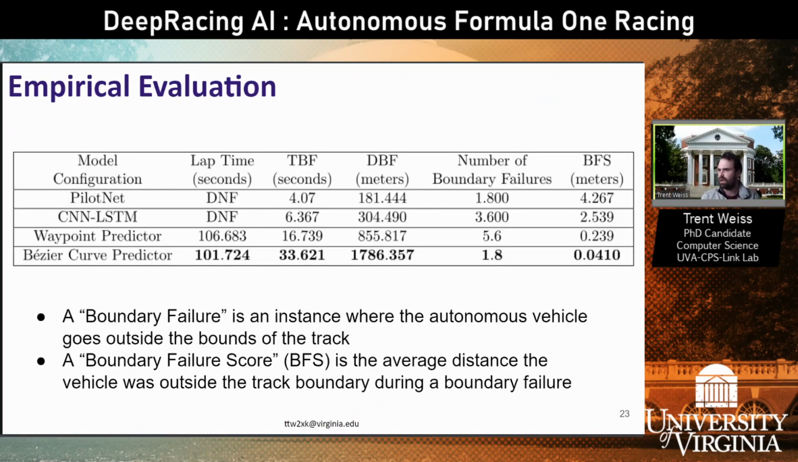In a more empirical evaluation, we defined what we call a boundary failure, which is where the car goes outside the defined bounds of the track. The boundary failure score is how badly you went off the track, so the mean distance you were from the boundary during that excursion. Our Bezier curve method performs better in terms of lap time, time between failures, and distance between failures.